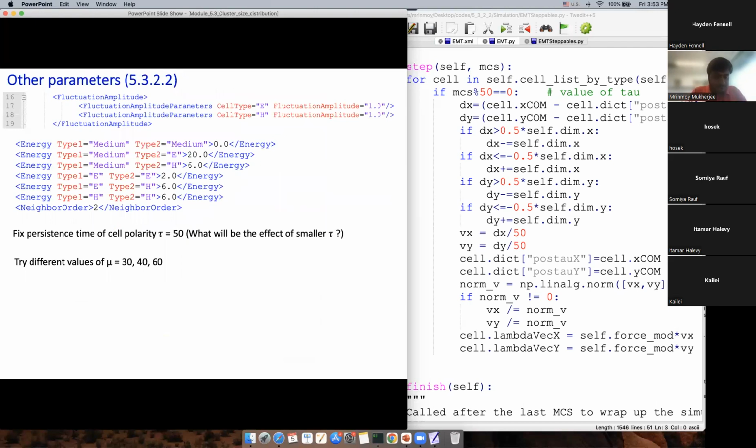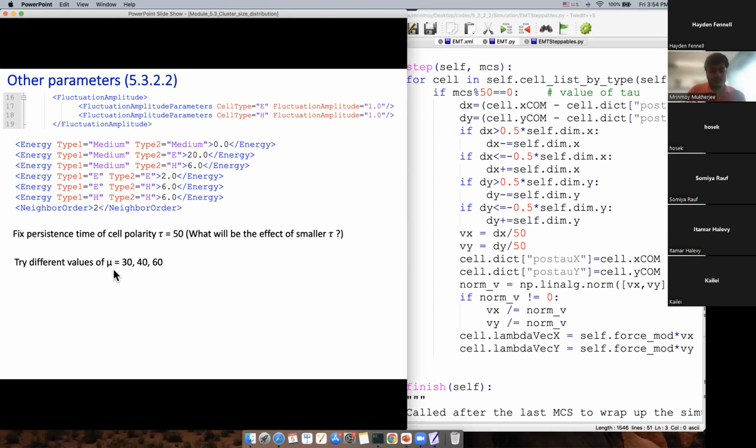If we choose a persistent time of a very high value, I will show you the result directly now for the sake of time. You can think of what will be the effect of smaller persistent time. If I give you the answer, smaller, higher persistent times give more and more collective motion. We will fix the contact energy and the fluctuation amplitude to be similar to 1.